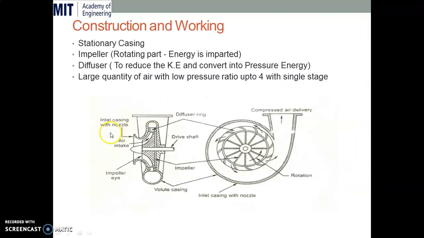Then about the construction. In the construction, the centrifugal compressor first has the stationary casing. Basically this compressor consists of a volute type casing, having a gradually increasing area. The second part, the rotating part, is the impeller. In this case we have shown radial vanes here, but depending upon the application we can use backward or forward vanes also, just like in a centrifugal pump. The function of the impeller is to impart energy to the fluid, that is the air, for the compression.